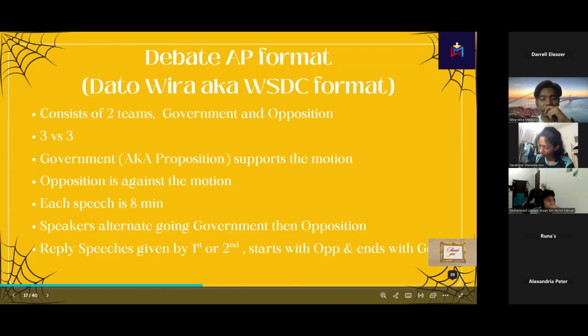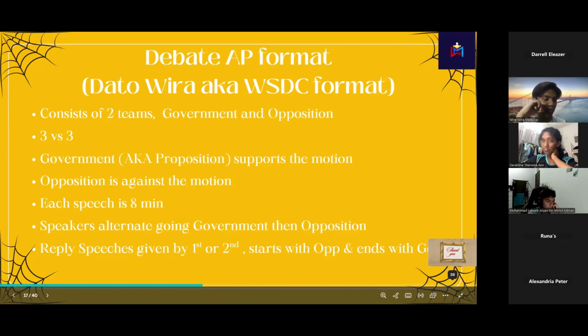So let's talk about the concepts here. There are two teams competing, government versus opposition. It will be 3 versus 3. Government, also known as proposition at times, would always support the topic regardless, even if maybe personally you don't like certain things or certain values.